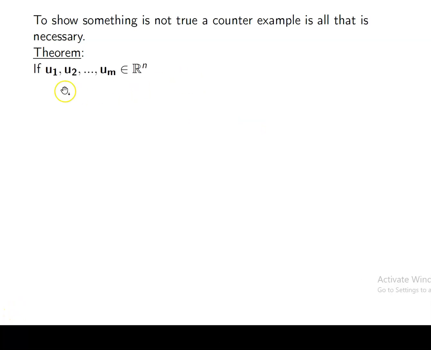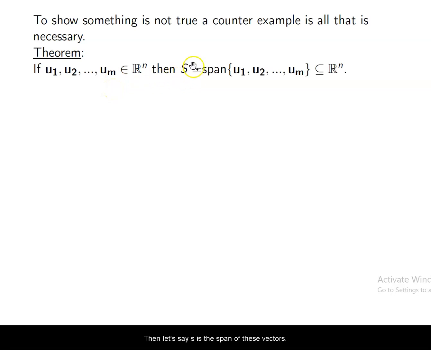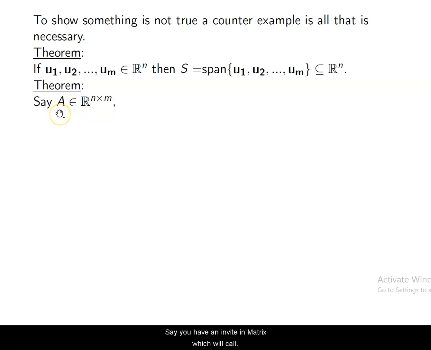So theorem. Let's say we have a set of vectors in Rn. Each of these has n elements, and there are m of them. Then let's say S is the span of these m vectors. So this space that these vectors generate, right? Because remember, span is a generating set of vectors. The space created by all the possible linear combinations of these vectors is a subset of Rn.